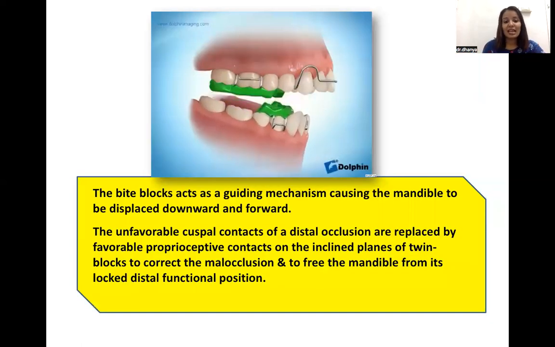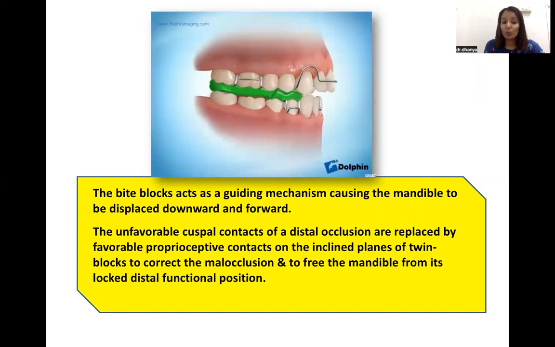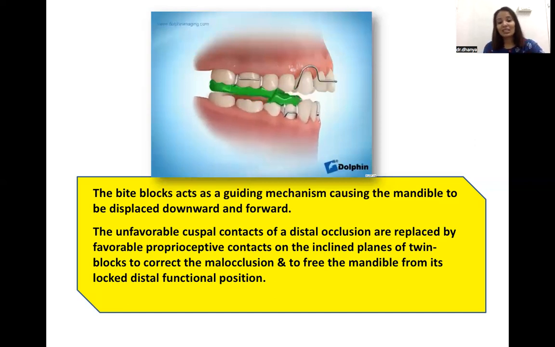Next, the bite blocks act as a guiding mechanism. As you can see in this GIF, there is a guiding mechanism which is causing the mandible to be displaced downward and forward. So from the class 2 molar relation, it is made to go to the class 1 molar relation, downward and forward. And the unfavorable cuspal contacts of the distal occlusion are replaced by favorable proprioceptive contacts on the inclined planes of the twin block to correct the malocclusion and to free the mandible from its locked distal functional position. So class 2 means it is locked in the distal functional position.